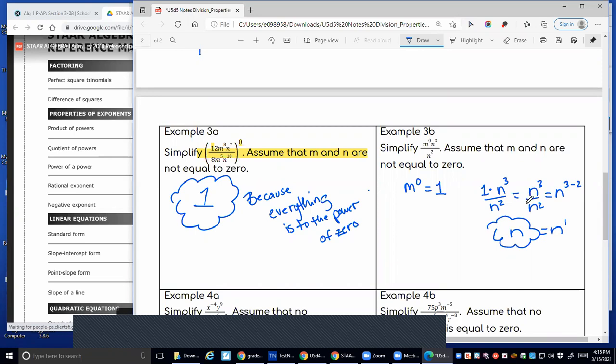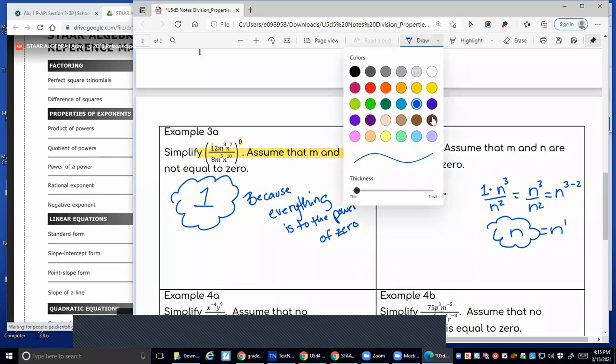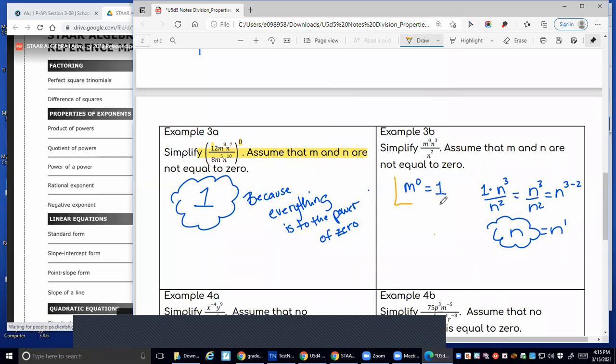Questions? So I noticed a lot of people didn't remember this part right here. And so I would definitely make a note of this. Anything to the power of 0 automatically becomes 1. Replace it with a 1. Not the exponent, but the whole shebang. Yes?